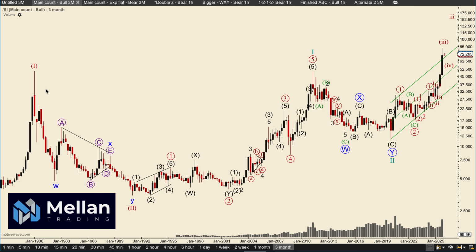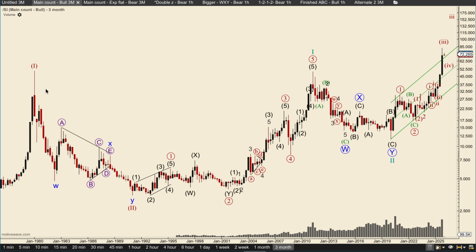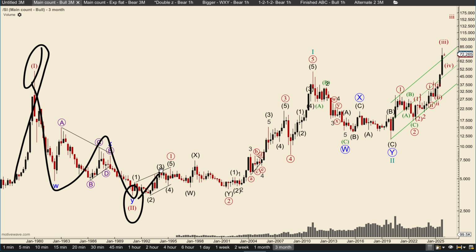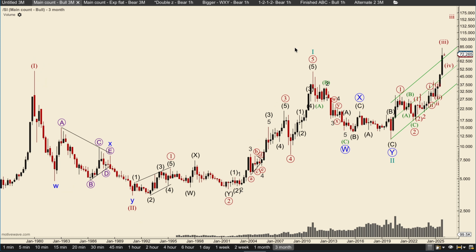Hello, let's take a look at my bearish and bullish scenarios for silver. We start with the bullish scenario on the 3-monthly chart, where we are counting this as a wave 1, WXY into wave 2, 1, 2, 3, 4, 5 into a lower degree wave 1.